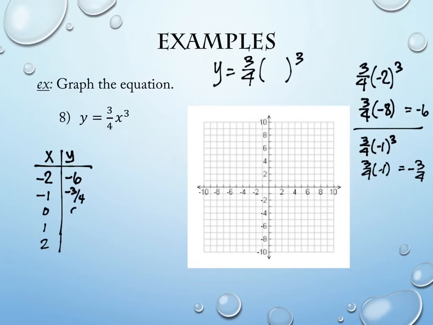0. I get 0. Putting in 1 looks a lot like putting in -1. How will it be different? Yeah, it's positive. So when I put in the 3/4 and I multiply by 1 cubed, the 1 cubed is actually 1, right? I don't have even the negative involved. So this is 3/4 times 1, so I just have 3/4. So what do you suppose is going to happen when I put in 2? Yeah, it just changes the sign and it'll be 6.